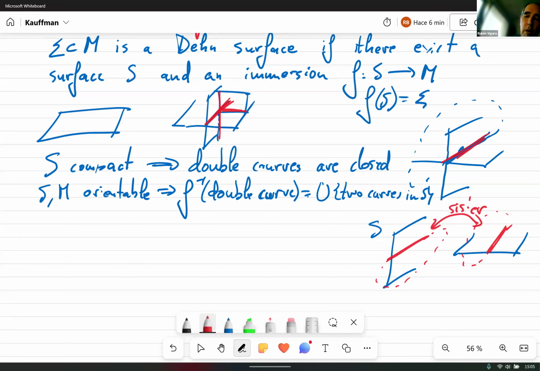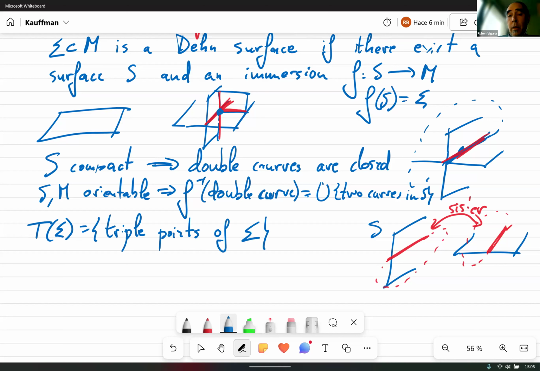Okay, we will give one name for the set of triple points of the filling Dehn surface. Triple points. That will be always a finite set because of the compacity again.